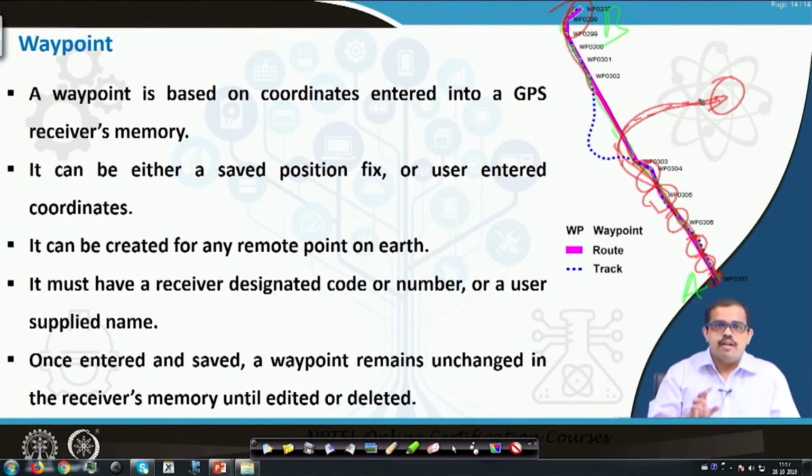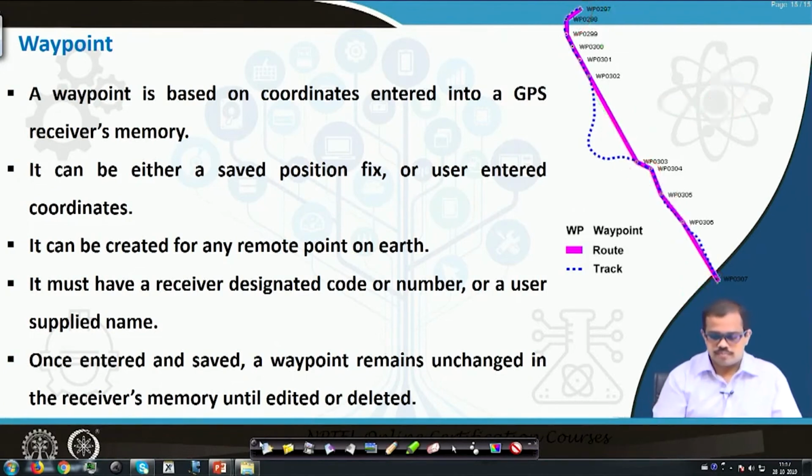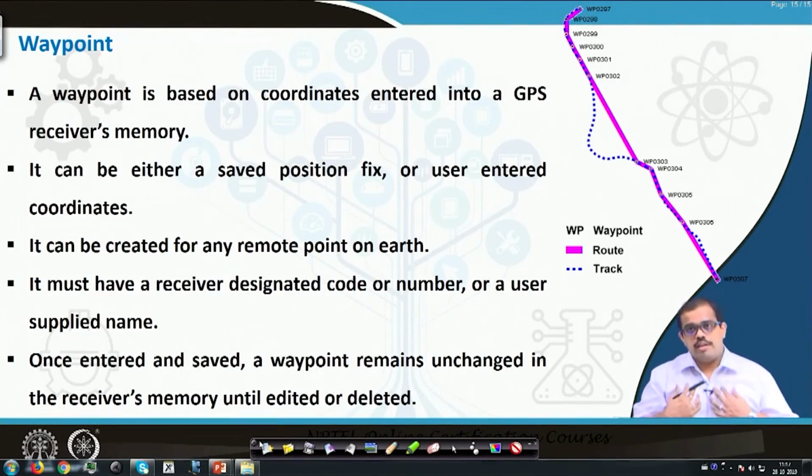So a waypoint is based on the coordinates entered into a GPS receiver. What I am speaking about here is what coordinates we feed into the GPS in order to move to a particular point. It can be either a saved position fix or user entered coordinates. So it can be created at any remote point on the earth's surface. It must have a receiver designated code or number or a user supplied name.